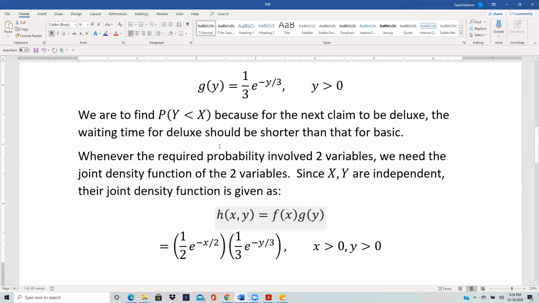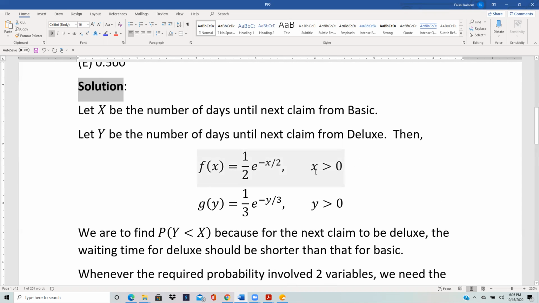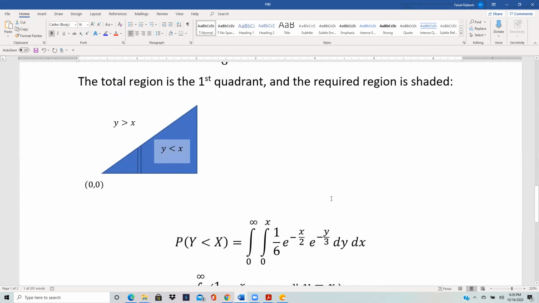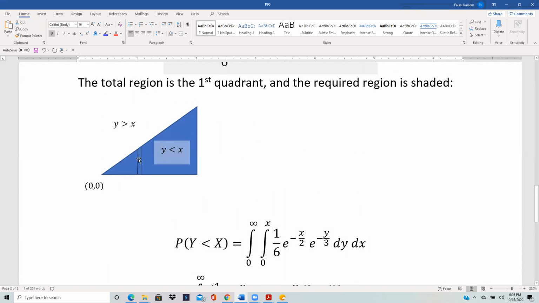So we need probability Y is less than X. The whole region, the individuals were x greater than 0, y greater than 0, that defines the first quadrant. The whole region is the first quadrant, and we need y less than x. So y less than x is this shaded part. Actually, it's infinite. It looks like I've drawn a finite triangle, but it's an infinite region. It keeps going in this direction. And this white part is y greater than x, because this slanted line is the y equals x line, and anything above it is y greater than x, and anything below it is y less than x.